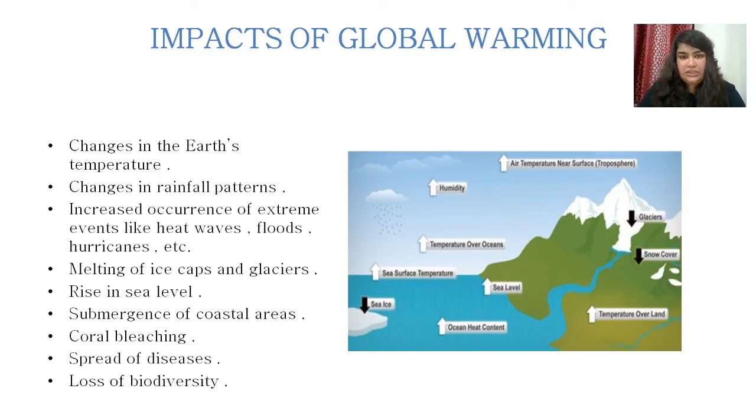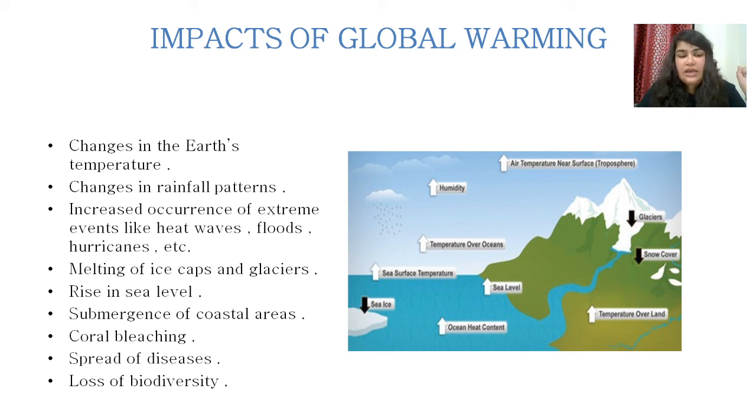So that was about it. Now lastly, we have to discuss the various impacts of global warming. So how global warming happens, you now know. Now what does it cause? Let's talk about it. It changes the Earth's atmosphere, right? The temperature will change, and various kinds of rainfall patterns will change. So these kinds of implications will be there.